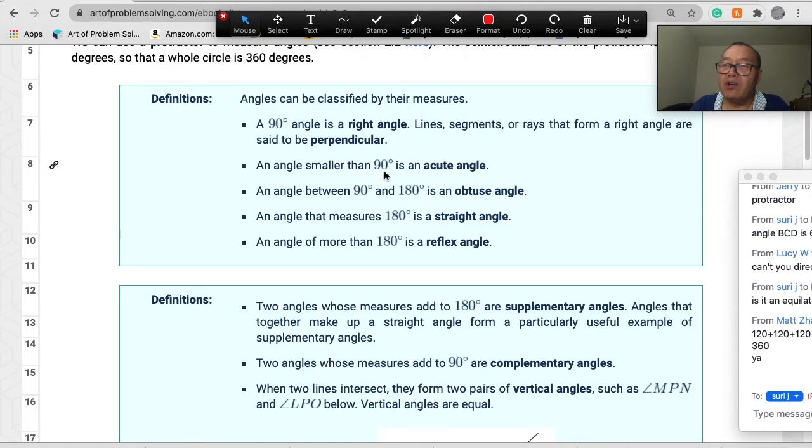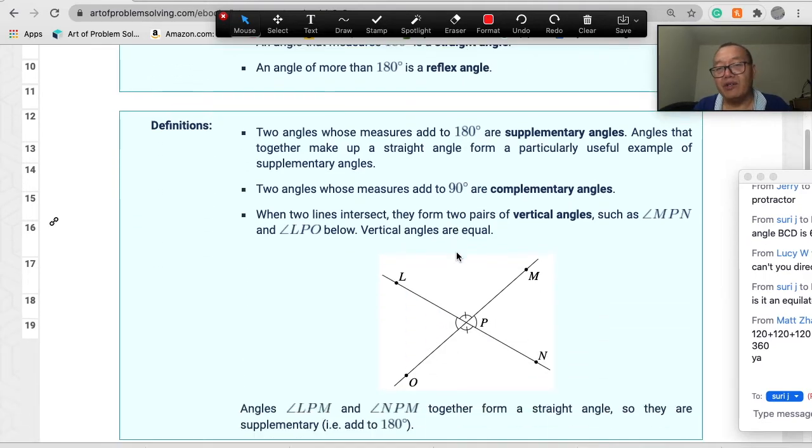If an angle is less than 90 degrees, we call that an acute angle. If that angle is between 90 degrees and 180 degrees, we call that an obtuse angle. If an angle equals 180 degrees, we call that a straight angle. If an angle is more than 180 degrees, we call that a reflex angle. This one we did not use a lot. If two angles add together to get 180 degrees, we call them supplementary angles. If two angles add together to get 90 degrees, we call them complementary angles.